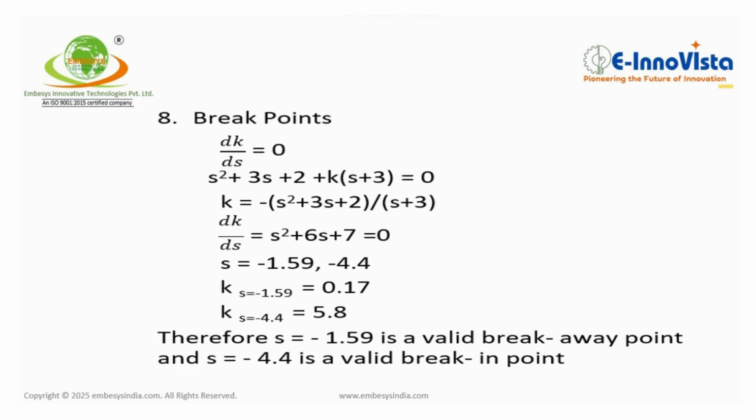Next, we move to the breakaway points. From the characteristic equation, we take dk by ds, and from the differentiation we get the values of s: minus 1.59 and another, minus 4.44. For s equals minus 1.59, the k value is 0.17. For s equals minus 4.44, the k value is 5.8. Therefore, s equals minus 1.59 is a valid breakaway point, and s equals minus 4.44 is a valid break-in point.